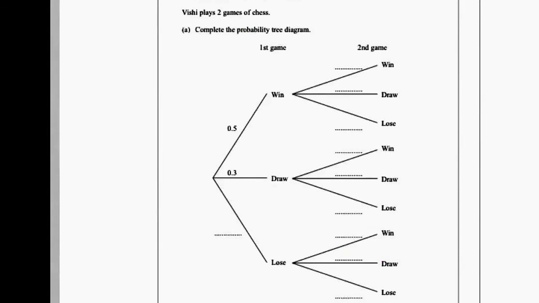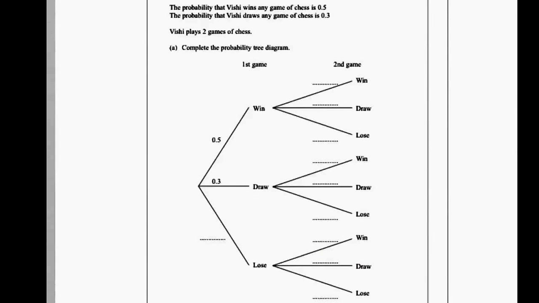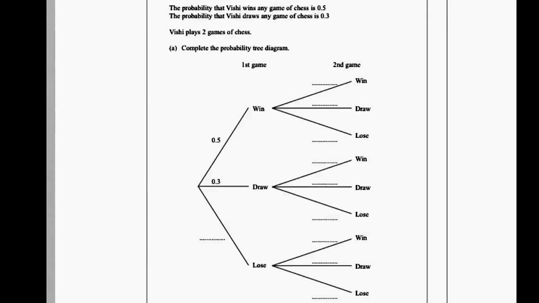I'd like to look at question 23 because, again, I think this is a classic GCSE question. It's quite easy to get good marks here, or at least these first 2 marks. In a game of chess, a player can either win, draw or lose. It is certain that they will either win, lose, or draw. And when something is certain, it means that the probabilities add up to 1. It says the probability that Vishy wins any game of chess is 0.5. That's shown here. The probability that Vishy draws any game of chess is 0.3.